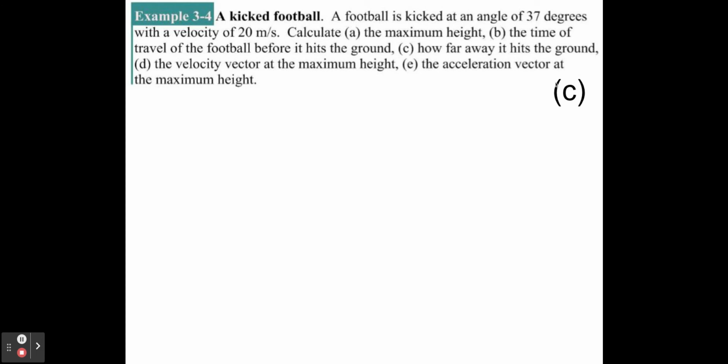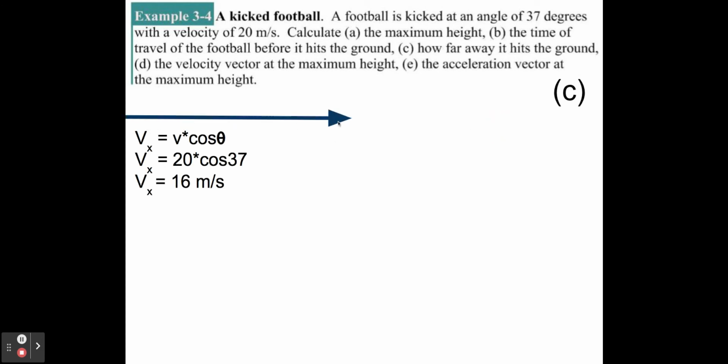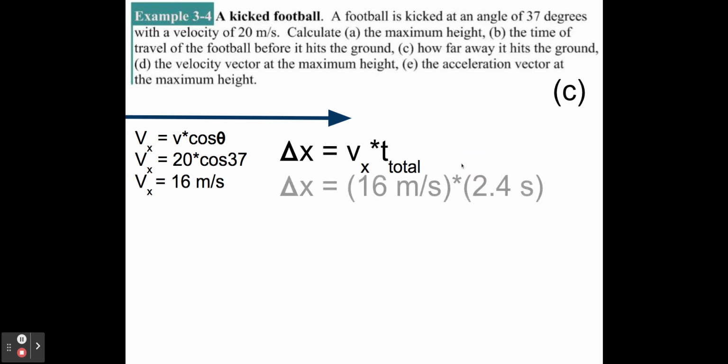So next part C, how far away it hits the ground. So for this, we're going to need our horizontal information again. We know that our horizontal displacement is our horizontal velocity times time. This is the third kinematic equation. There's no acceleration in the x, so we just drop that whole acceleration term. Now we can simply plug in here.